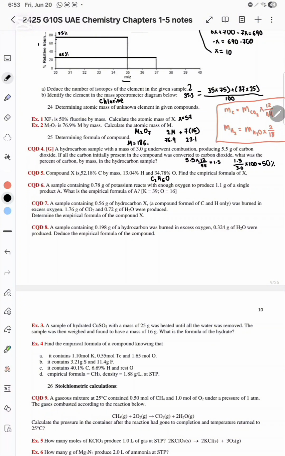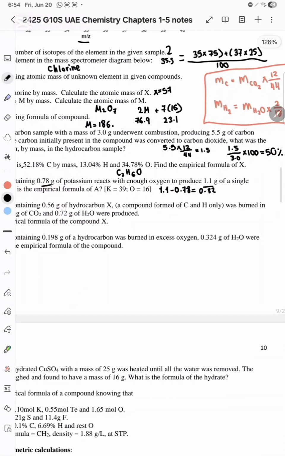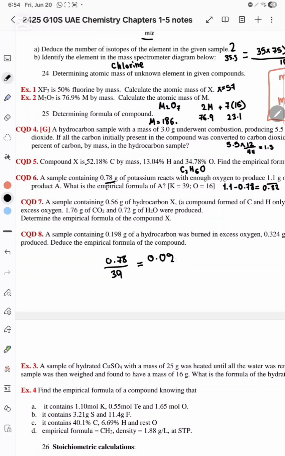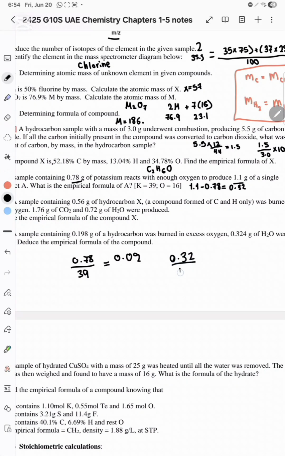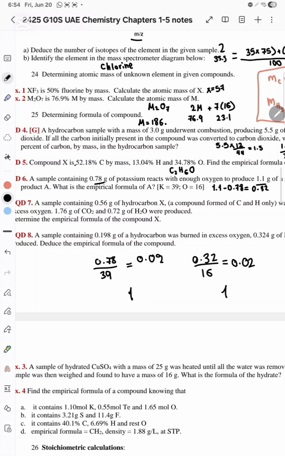Now, the sample is reacting with two things, K and O. But we have the entire sample's mass and we have K's mass. We need to find O's mass. So if the entire sample is 1.1, minus 0.78 is going to give us the mass of oxygen, 0.32. Now we do the same exact thing we did with the question above it. 0.78 grams over the molar mass of K, which is 39, you're going to get 0.02. And we do the same with oxygen, which is 0.32 over 16, which equals 0.02 also. Since they're the same, you divide by 0.02 and you get 1 and 1. So our compound is KO. That is it. Now let's go on to CQD7.